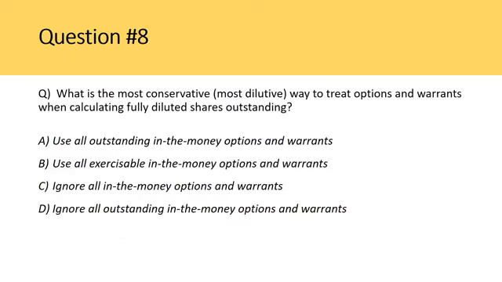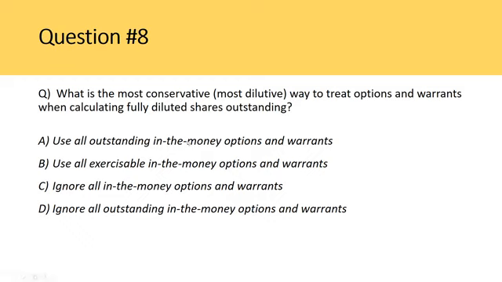Okay, question 8. What is the most conservative, or most dilutive, way to treat options and warrants when calculating fully diluted shares outstanding? And so this is another very important thing to understand. When we are conducting a comparable company analysis or a precedent transaction analysis, we can make a decision. Either we can include the vested options or the vested plus unvested options. So do we include all outstanding in-the-money options and warrants, or do we use only all exercisable in-the-money options and warrants, right? With all outstanding, which are vested and unvested, it is much more dilutive, so it's much more conservative.